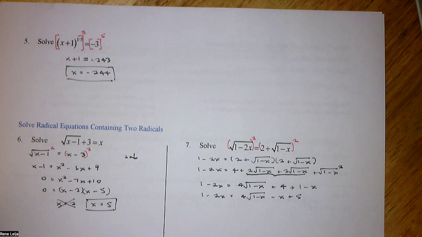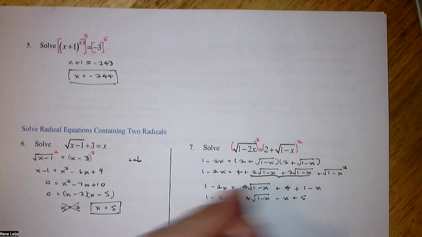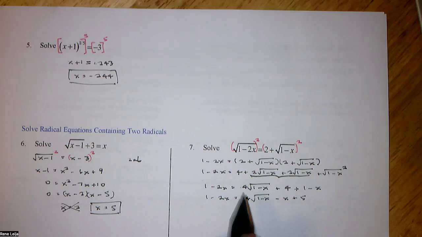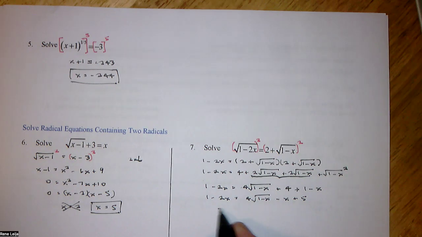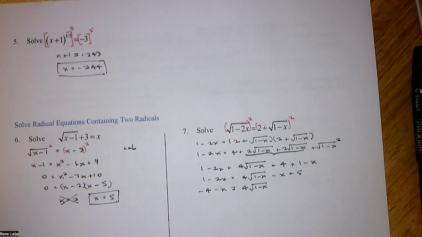Now I have a radical left over, so I have to isolate. So I've got to move everything over. So let's move this minus x to the other side and that plus 5. So when I move the minus x to the other side, that's going to give me minus 2x plus x is a minus x. And then minus 5 on both sides. 1 minus 5 is minus 4. And then we're left with this 4 times the square root of 1 minus x. Now I am supposed to isolate the radical, which means I've got to get rid of the 4.